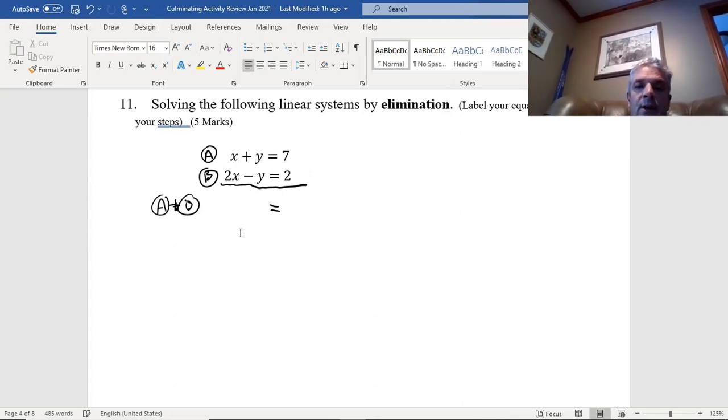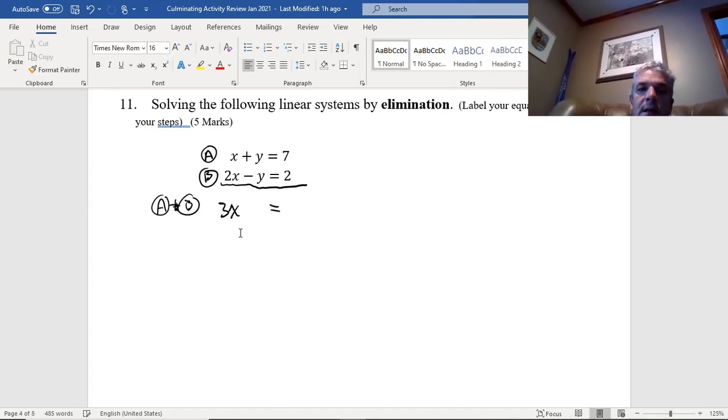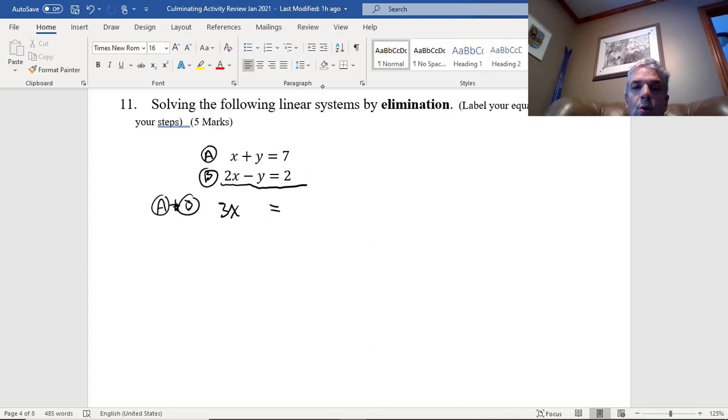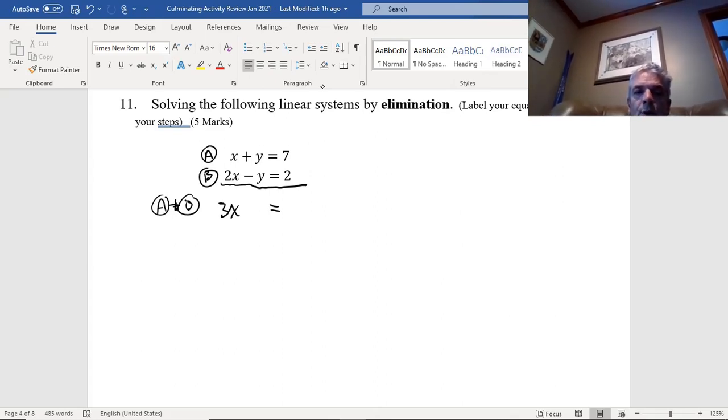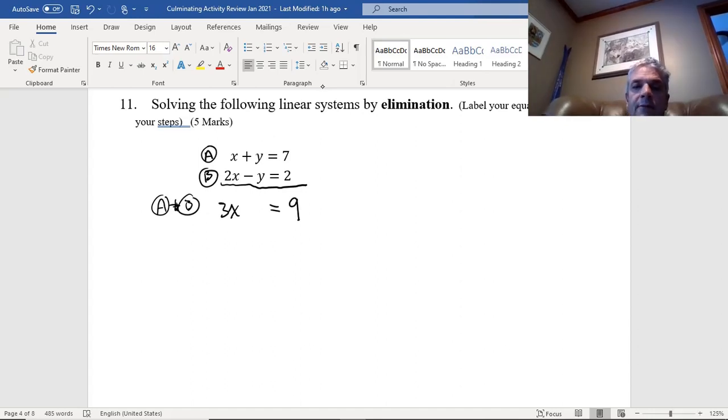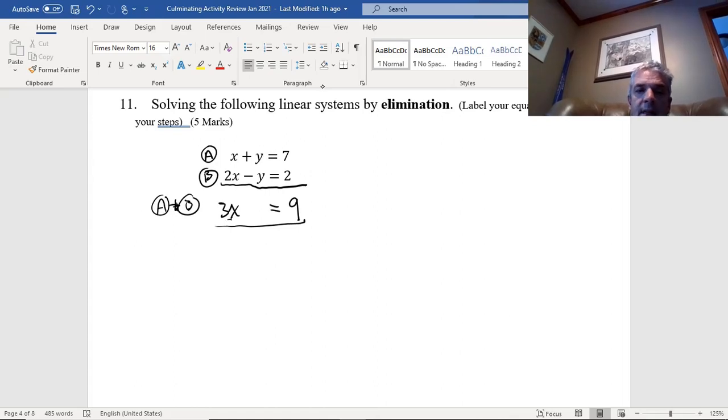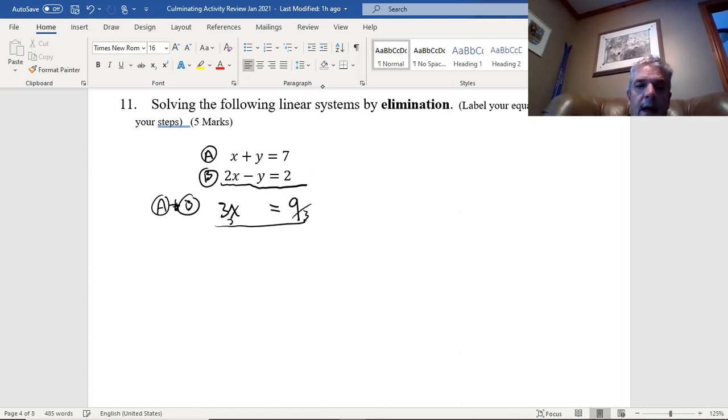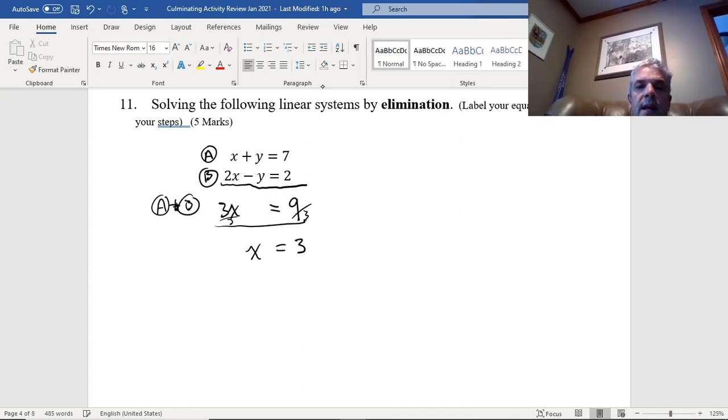So I add every one across. X plus 2x is 3x. Y plus -y, that's 0. It's gone. I don't need to write anything. I could write 0, but I don't need to. It makes it messy. And then I say 7 plus 2 is 9. And I'm left with this nice equation, 3x equals 9. I divide by 3 on each side, and I end up with x equals 3.